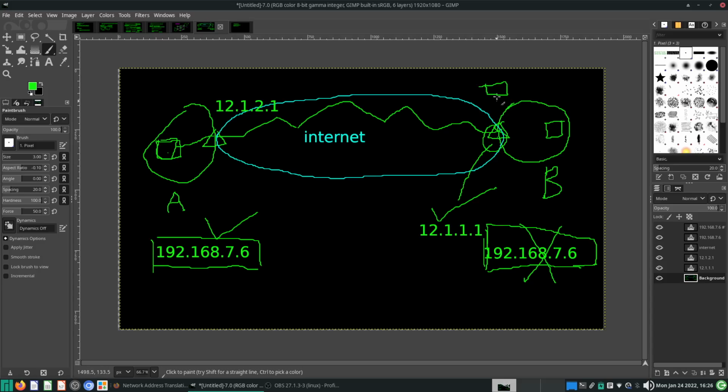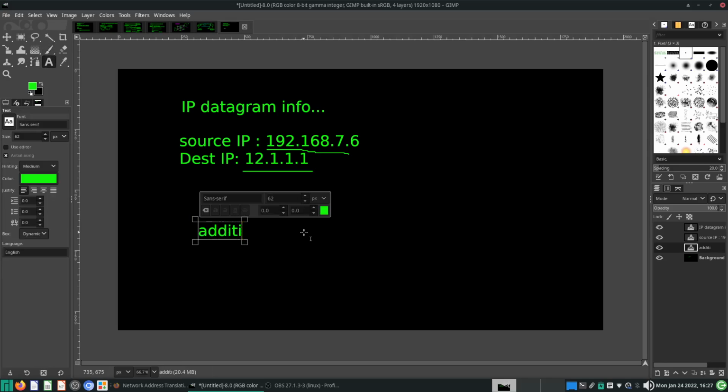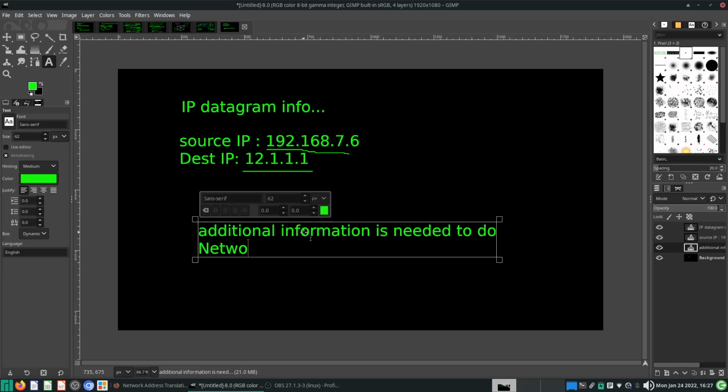What is this router going to do? The router will examine the IP address and say, hey, the destination IP address is my address, and the source address is this address. Then what am I going to do now? This is something where additional information is needed to do network address translation properly.